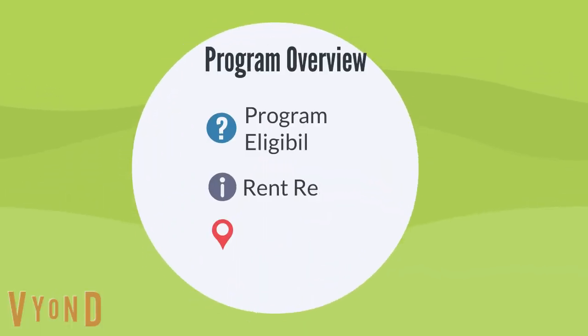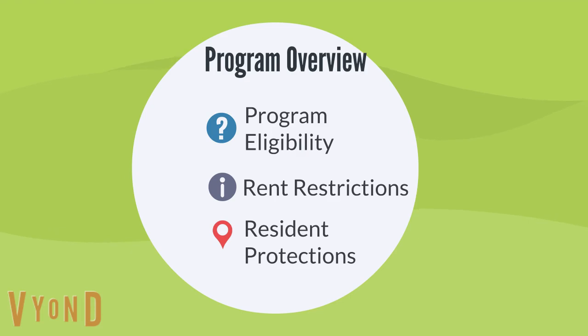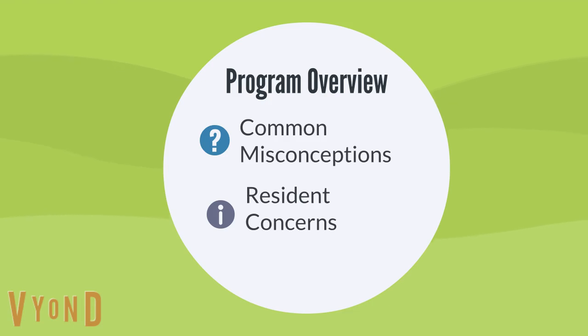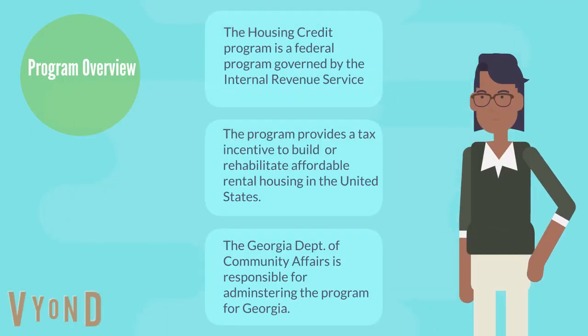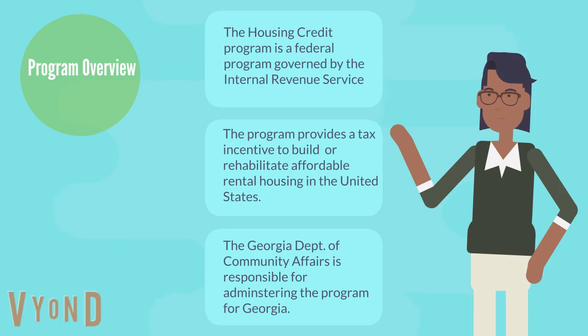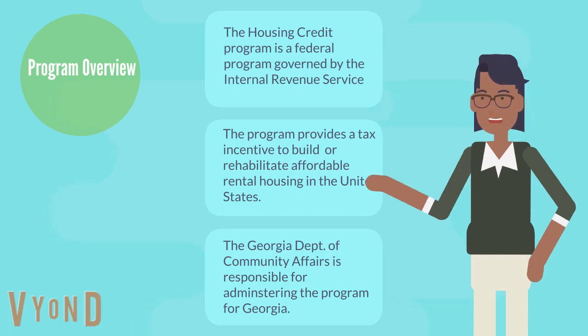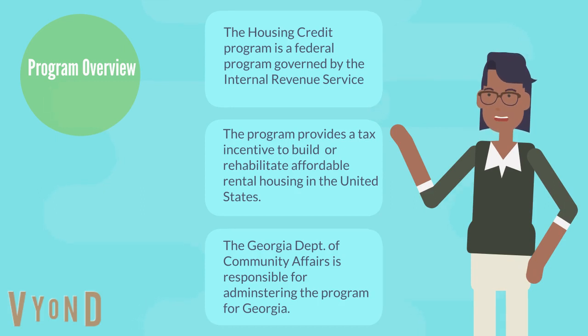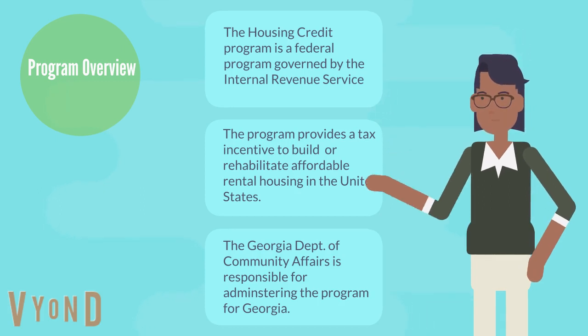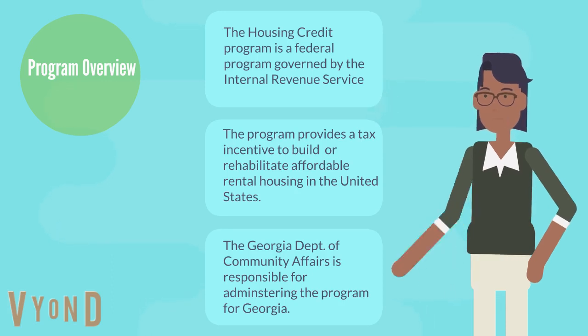This video is a reference guide for residents living in rental housing under the Section 42 Housing Credit Program. It is intended to provide a basic program overview so that residents can better understand the program. The Housing Credit Program is a federal program governed by the Internal Revenue Service. The program provides a tax incentive to build or rehabilitate affordable rental housing in the United States. The Georgia Department of Community Affairs is responsible for administering the program for Georgia.